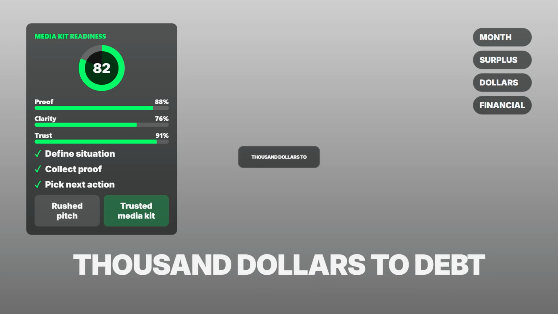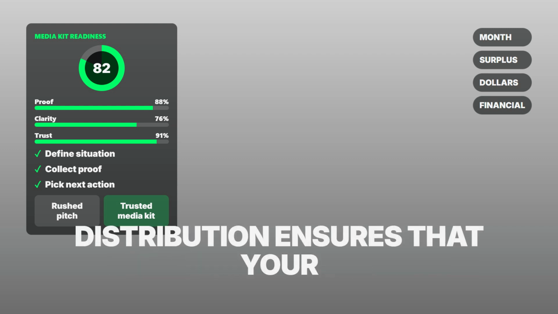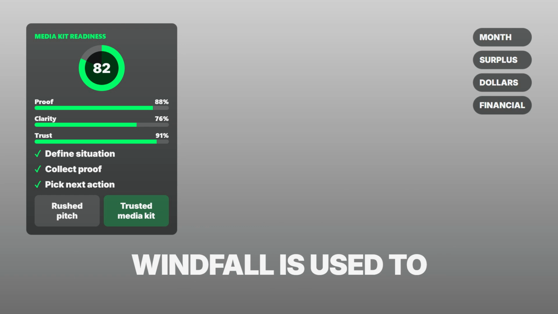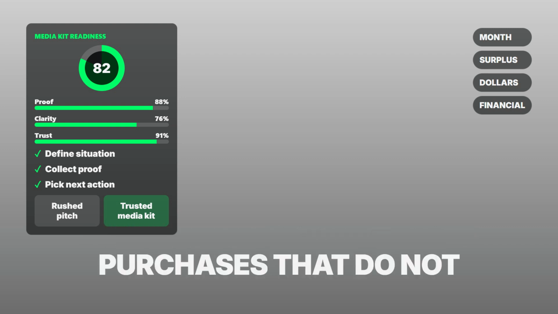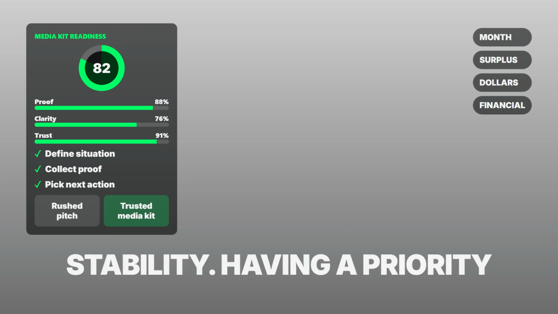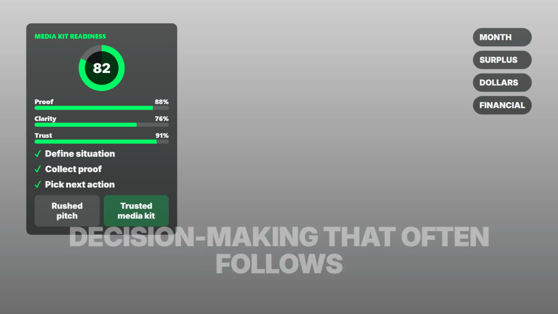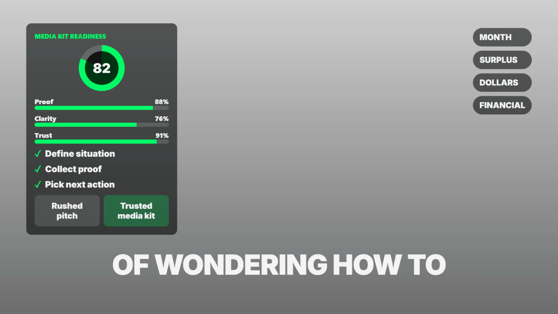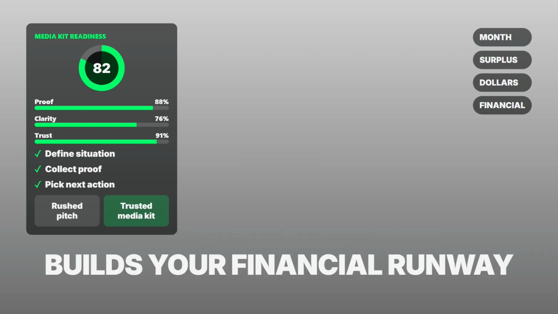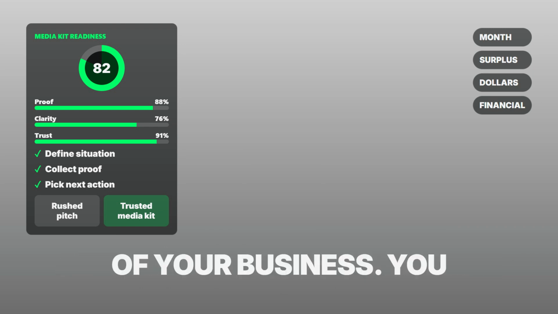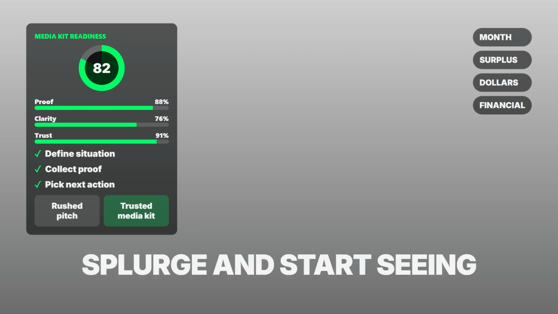This structured distribution ensures that your windfall is used to build a stronger financial foundation, rather than being wasted on short-term discretionary purchases that do not contribute to your business stability. Having a priority list written down in advance eliminates the emotional decision-making that often follows a high-earning month. Instead of wondering how to spend your extra cash, you simply follow your plan. This disciplined approach builds your financial runway and increases the resilience of your business. You stop viewing a windfall as an opportunity to splurge and start seeing it as a tool to purchase security and freedom, ensuring your freelance career remains sustainable over the long term.